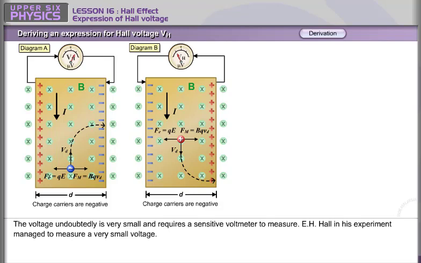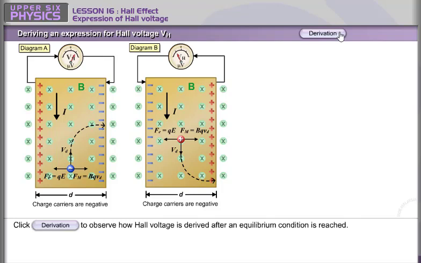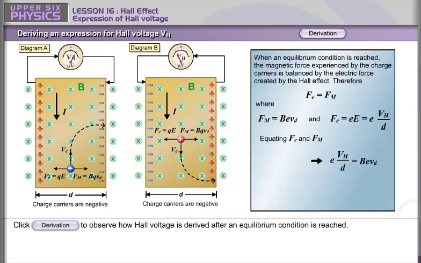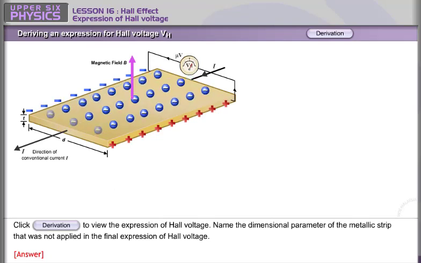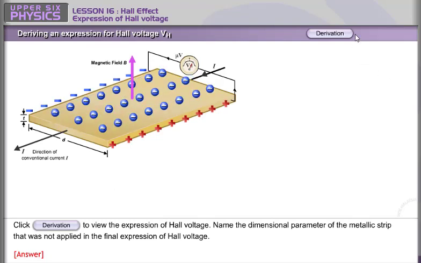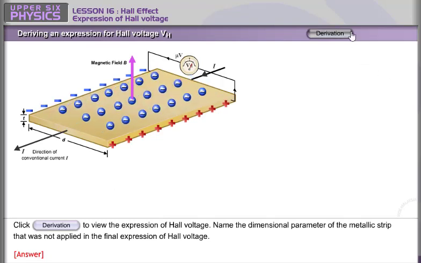The voltage undoubtedly is very small and requires a sensitive voltmeter to measure. E. H. Hall in his experiment managed to measure a very small voltage. Click the derivation button to observe how Hall voltage is derived after an equilibrium condition is reached. Click the derivation button to view the expression of Hall voltage.